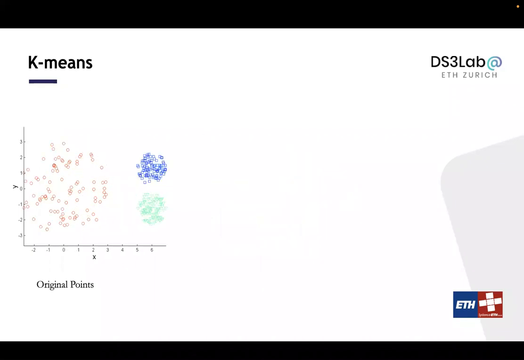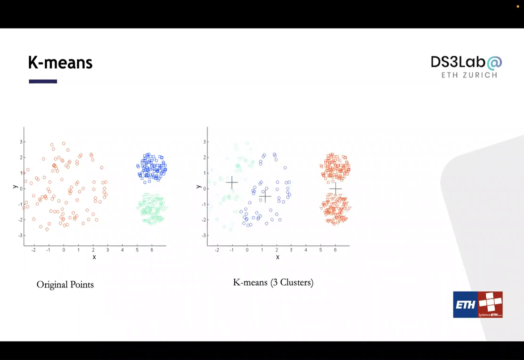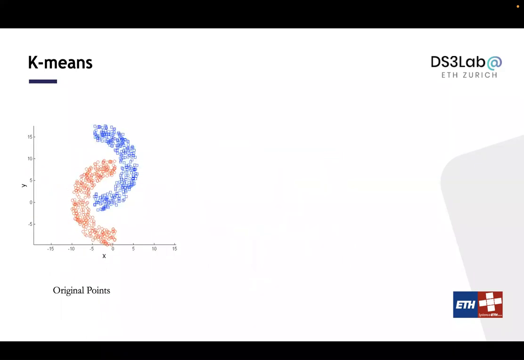If you have something like this, highly likely if you run k-means, it will not give you that very big cluster on the left-hand side and the two smaller ones on the right-hand side. Highly likely what you're going to have is a more homogeneous partition of the space.